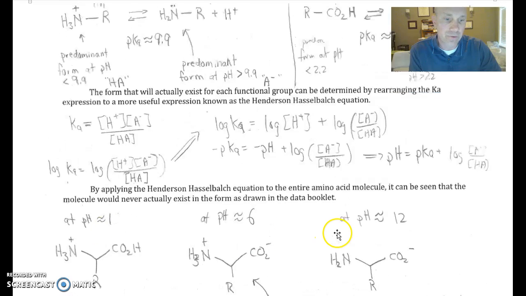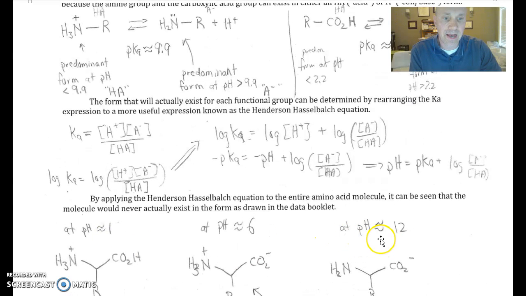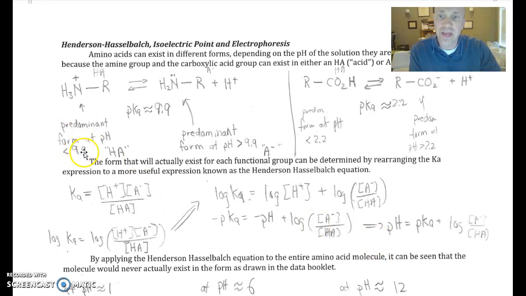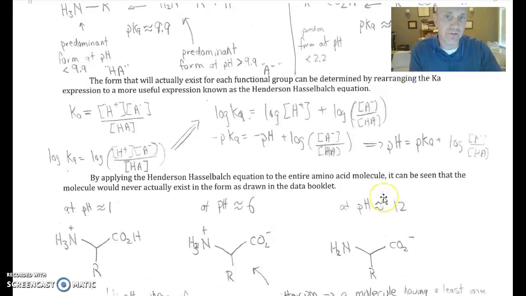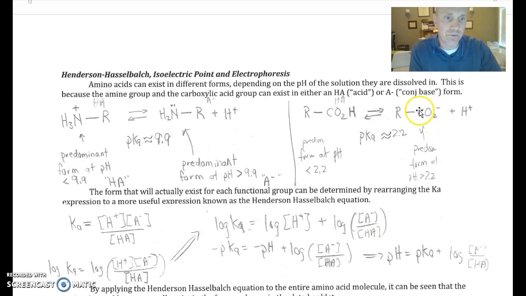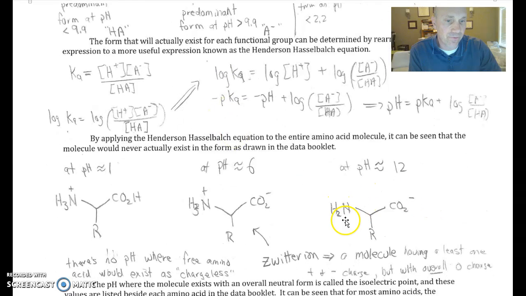Let's go to the other extreme, a really high pH. At a pH higher than 9.9, the amine is going to exist as the free amine, which is the A- form. And anything above 2.2 is going to exist as the carboxylate. So at a pH of 12, this would be the form of the carboxylic acid, and this would be the form of the amine. So this is the form of the amino acid that would exist.